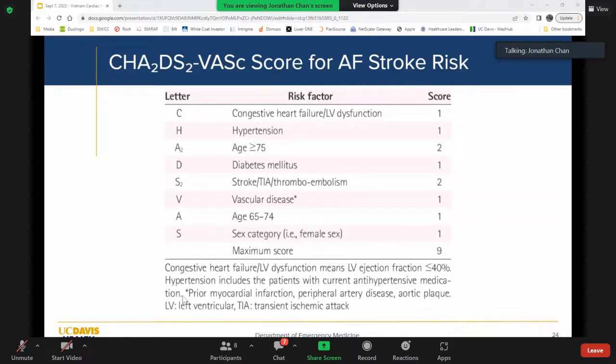So if they have a score of 0, that will be no treatment. So they don't need to be on a blood thinner. If they have a score of 1, they have any one of these here, you would consider starting a blood thinner, such as warfarin or Eliquis or apixaban or aspirin. And if they have a score of 2 or greater, that's when you probably want to start them on a blood thinner. And the goal INR for patients here is you want an INR of 2 to 3.